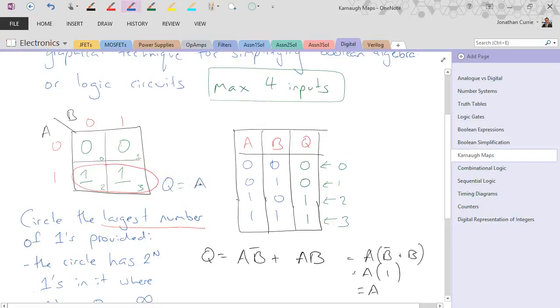So from the Karnaugh map, we would get Q is equal to A. Right, so once again, A must be equal to 1. Okay, we're not interested in this row, but B could be any value. So as far as we're concerned, we can drop B. It's playing no role here. And you'll note we get the same example that we would have got from Boolean simplification.